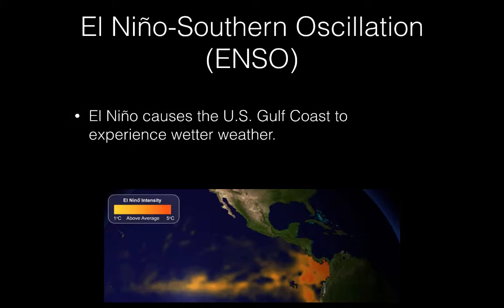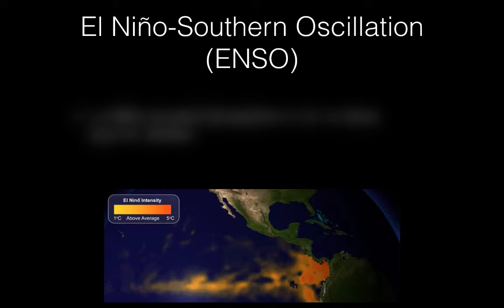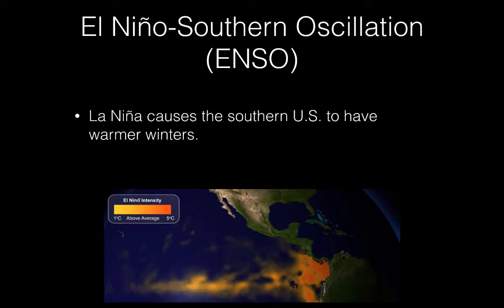El Nino causes the U.S. Gulf Coast to experience wetter weather. La Nina causes the southern U.S. to have warmer winters.